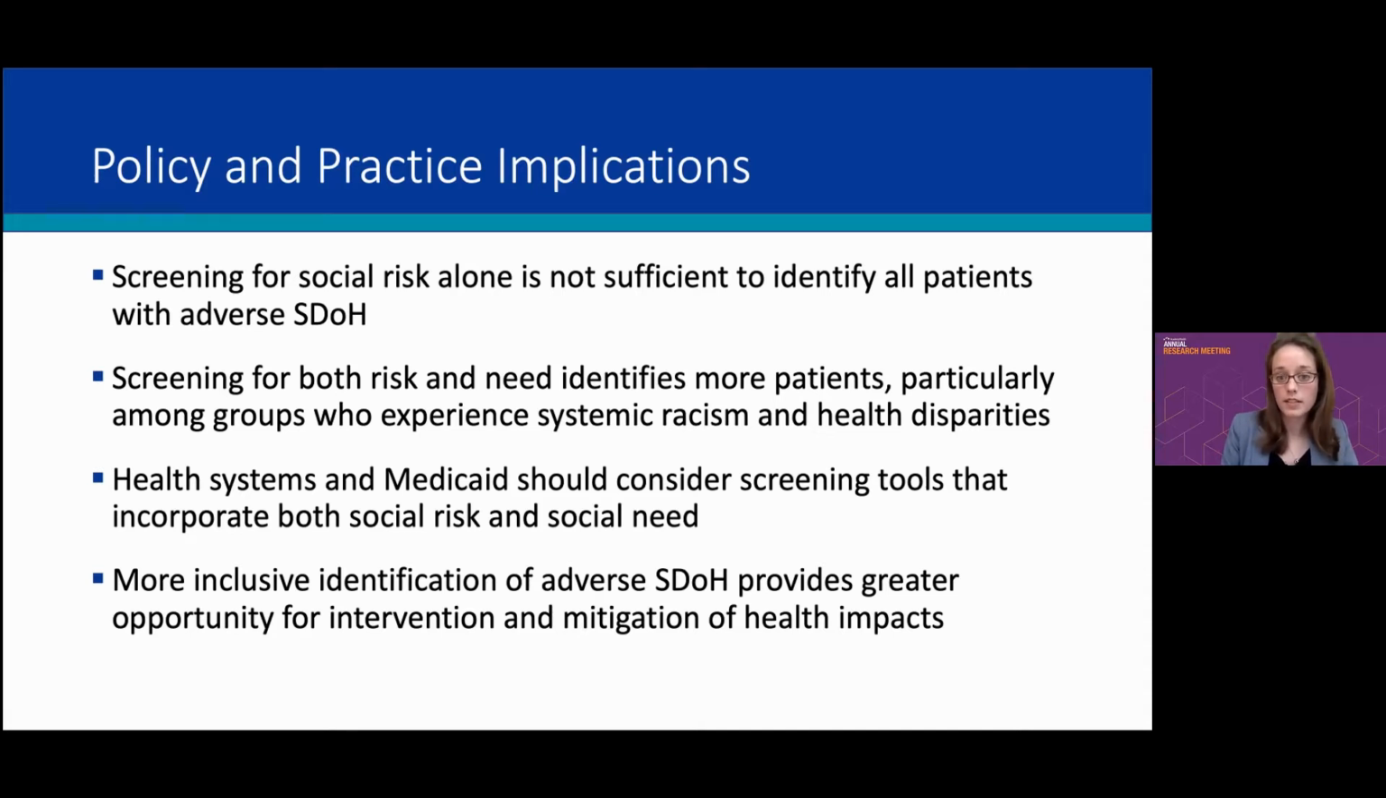And so when health systems or payers such as Medicaid are implementing screening tools, they should consider implementing tools that incorporate both social risk as well as social need. And that doing so would allow for more inclusive identification of adverse SDOH, which would provide us a greater opportunity to offer intervention to address those adverse conditions and mitigate their negative health impacts.